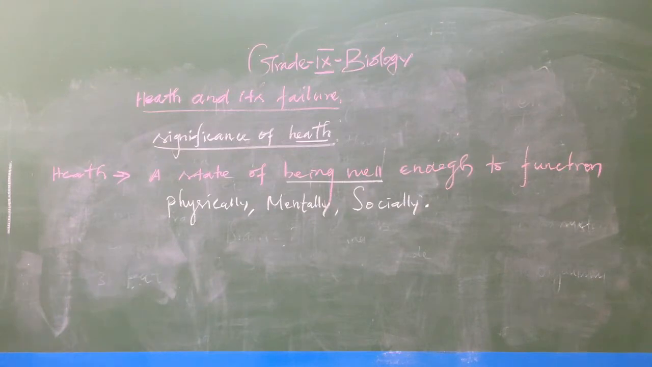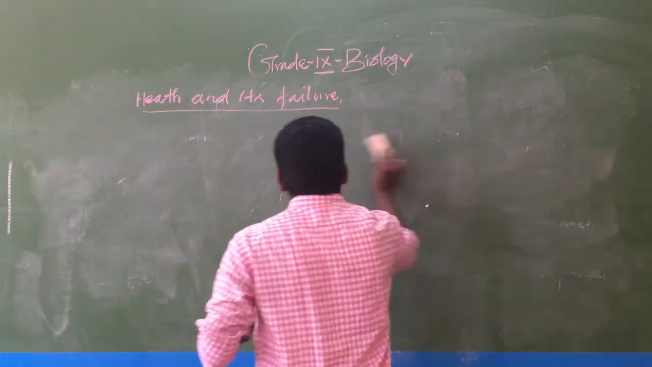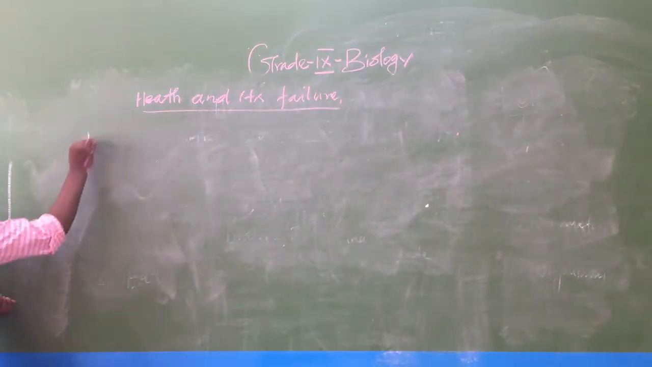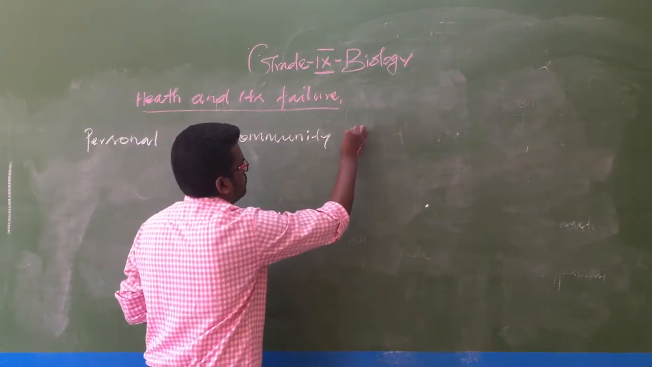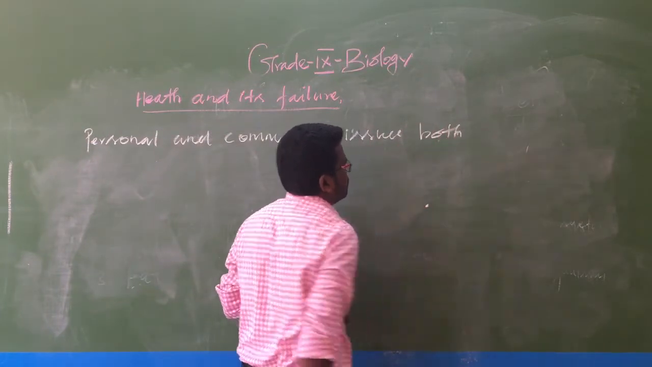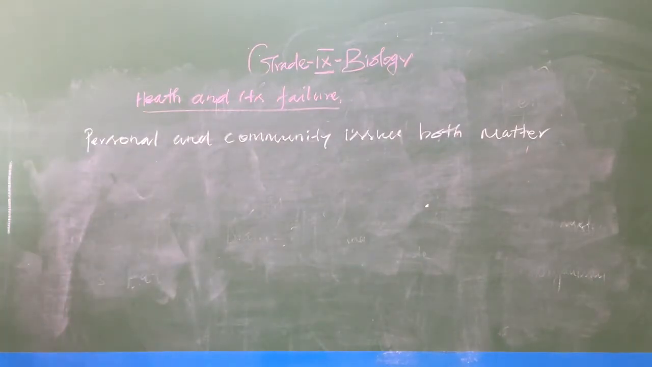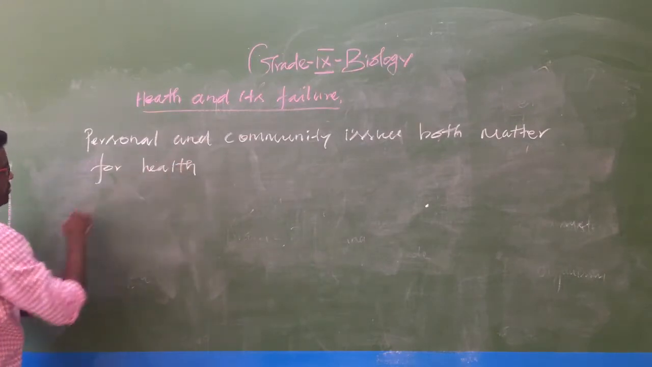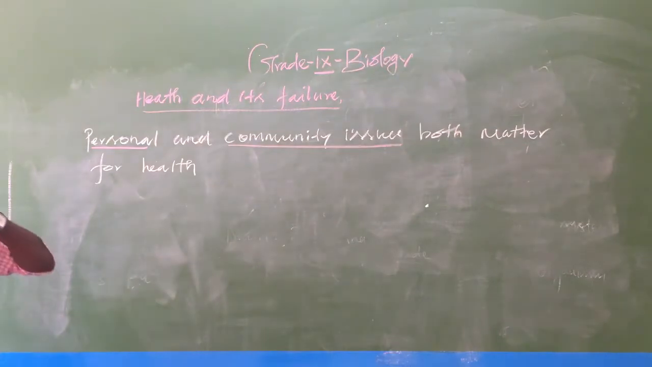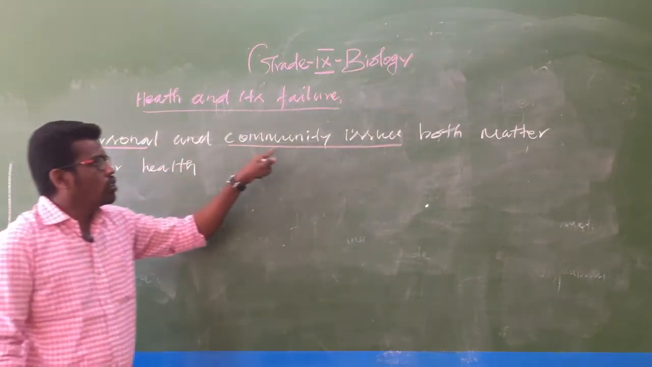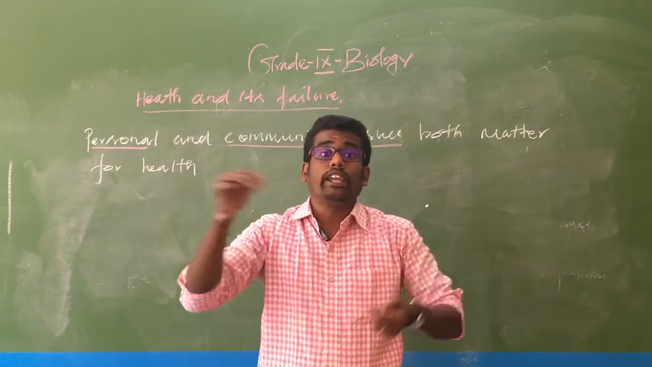Okay, next, personal and community issues. Personal and community issues both matter for health. For being healthy, the individual is responsible and the community is also responsible for the health. Community, that means the environment, is also responsible for or influences health.